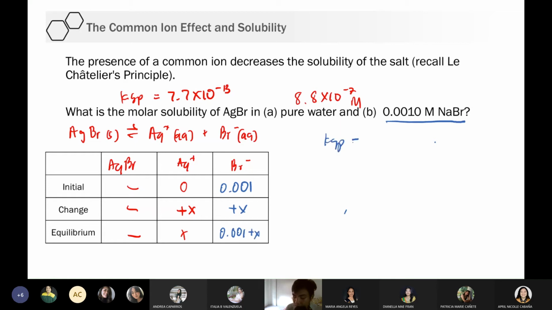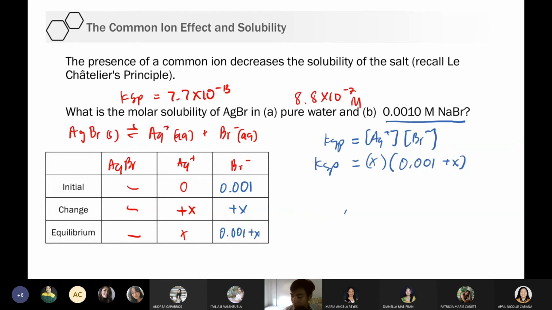Okay? So, Ksp is now, again, pakita ko na lang. That's the concentration of Ag and the Br minus. So, for Ag, that's x. However, yung Br, magbabago to. That will be 0.001 plus x.